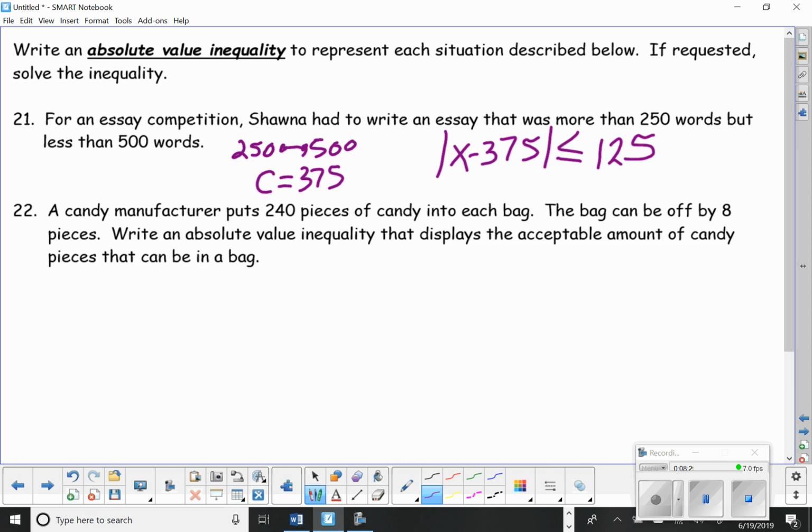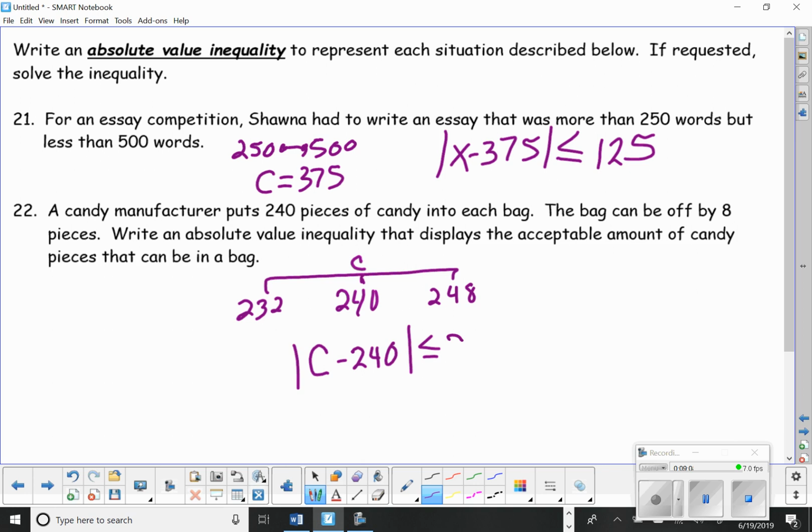Now, number 22. A candy manufacturer puts 240 pieces of candy into each bag. The bag can be off by 8 pieces. Well, that means you've got 240, but it could be off by 8. So you could have 248, or you could have 232, right? 240 is the center. And you want to be between these two. So that means that the number of pieces of candy minus 240, the absolute value of that will be less than or equal to 8.